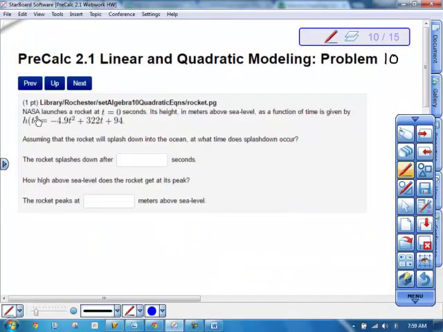Okay, the next problem says that NASA launches a rocket at t equals 0 seconds in height. And here's the height equation in terms of time. It's going to be a parabola that opens downward. So the first question says, assume the rocket will splash down in the ocean. At what time does the splash occur? Keep in mind this is time, this is height, so we're looking for that time, so that x value from the function, which we can get from the graph, or we can get from plugging in 0 for h.